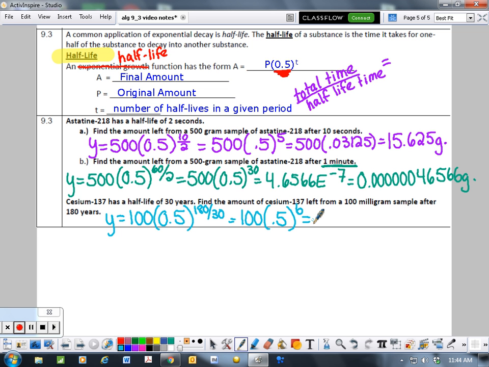So we're going to do 0.5 to the 6th power times 100, which tells me that now it's going to be 1.5625 milligrams of that substance after 180 years. And that's it for half-lives.